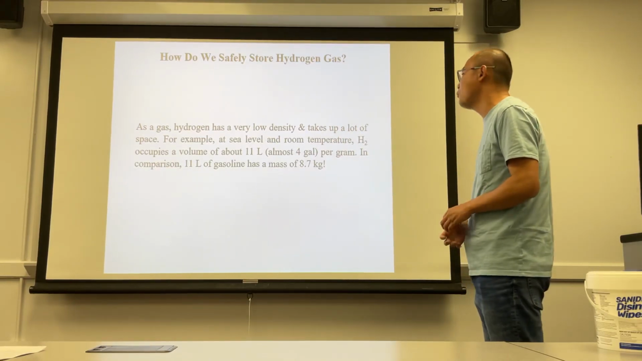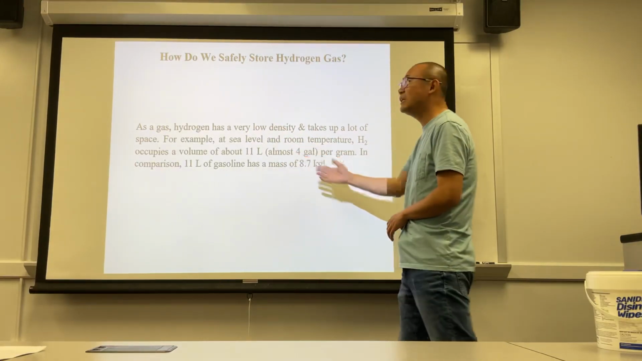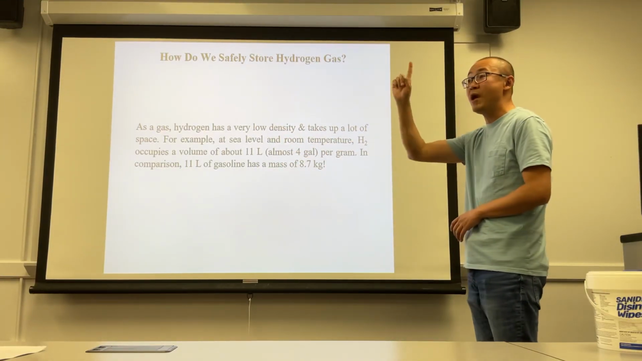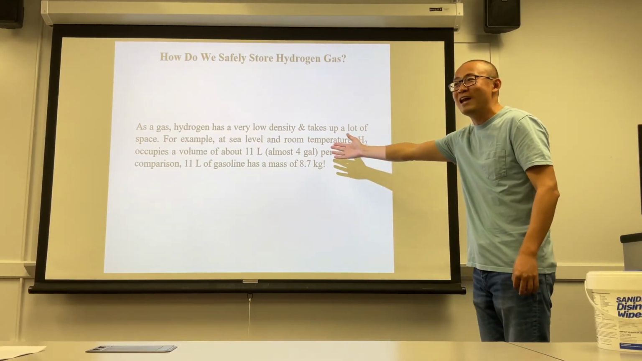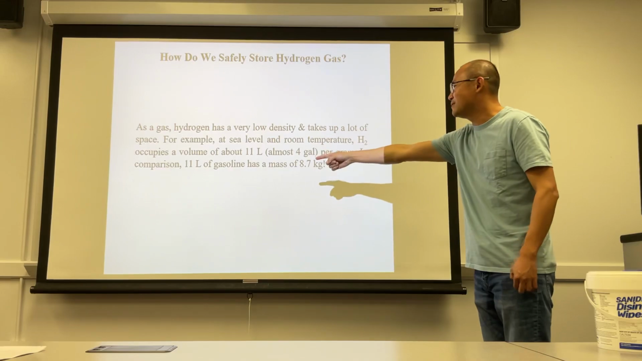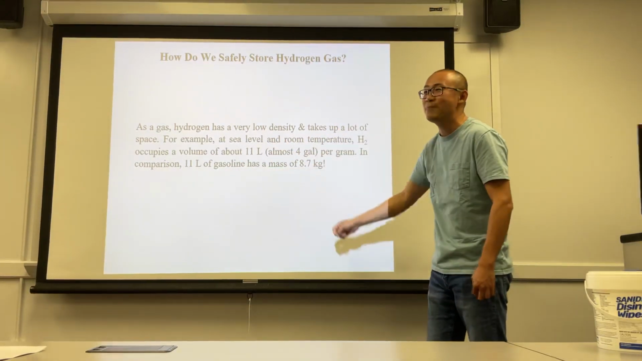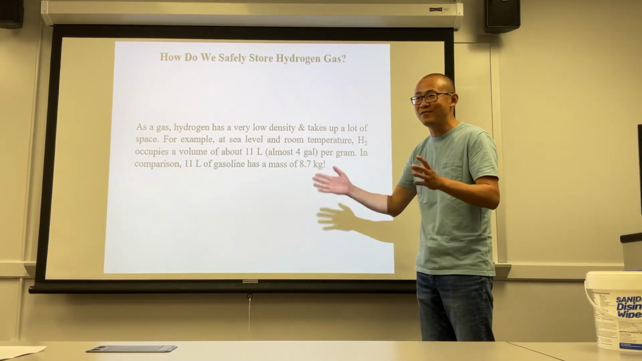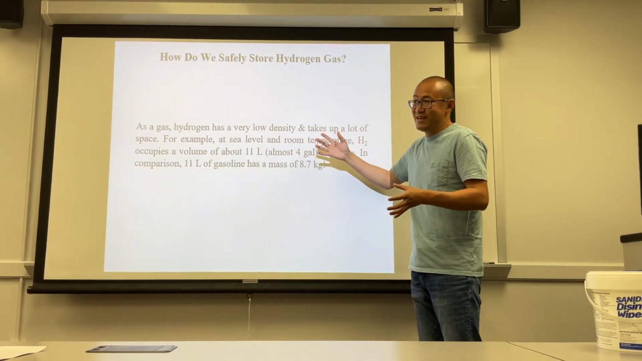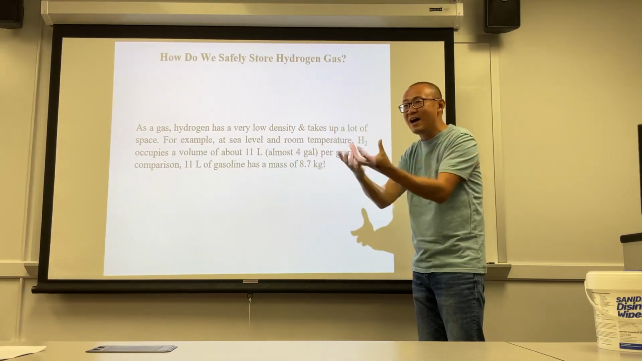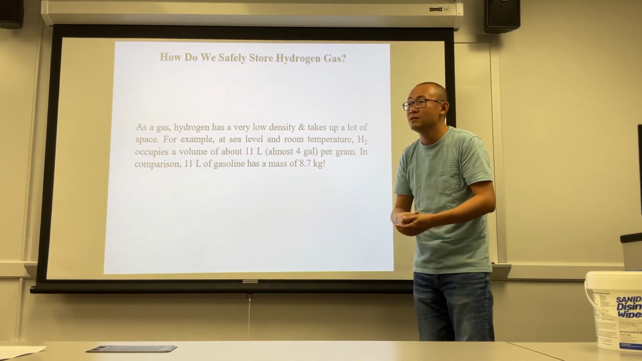For example, at sea level and room temperature, hydrogen occupies a volume of 11 liters, almost 4 gallons per gram. You have to think about it: 1 gram of hydrogen has a volume of 4 gallons. In comparison, 11 liters of gasoline, 4 gallons of gasoline, has a mass of 8.7 kilograms. You can see the difference. What does this tell us? It's very hard to confine or store a good amount of hydrogen in a small space.